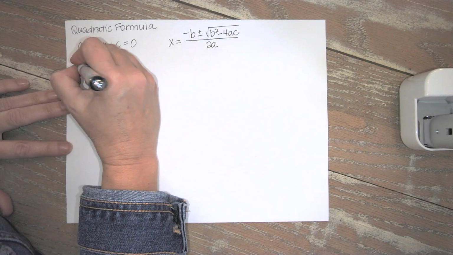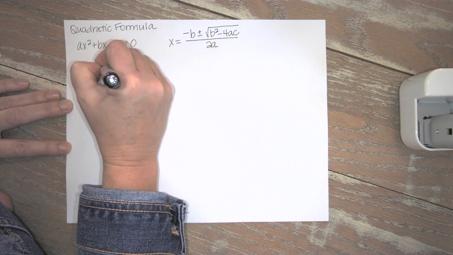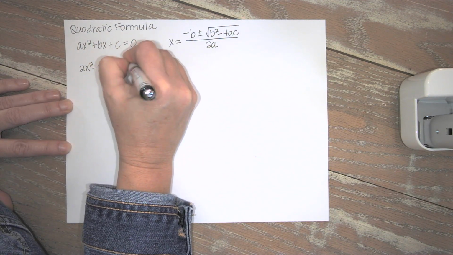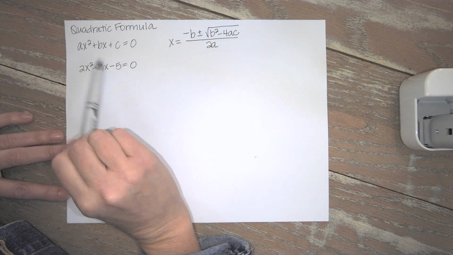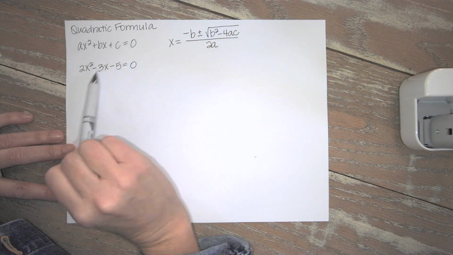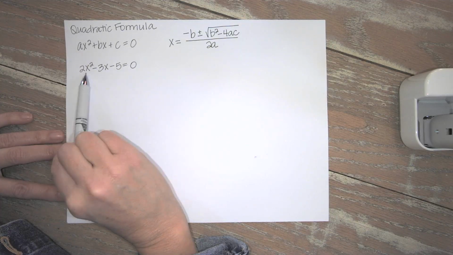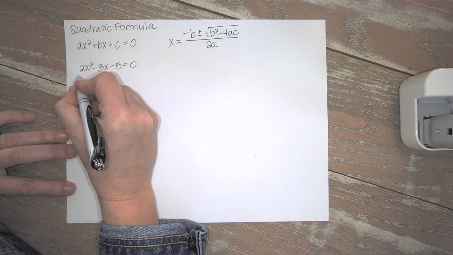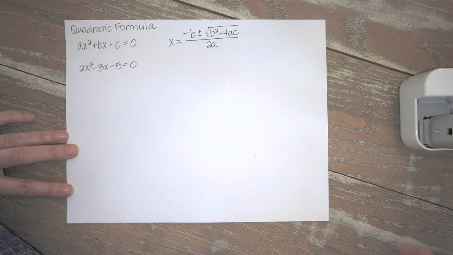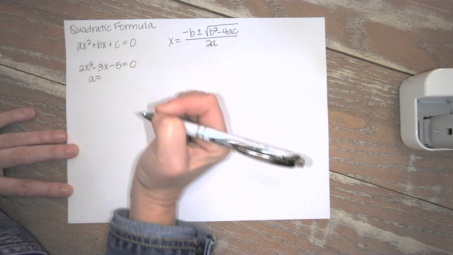So let's try one. If we have 2x squared minus 3x minus 5 equals 0. First of all, if your quadratic equation is not set up like this, then you will need to do some work on it to get it into standard form. This one is already in standard form. We've got everything over here on the left equal to 0, and that's how we want it. Now we can identify our a, b, and c.